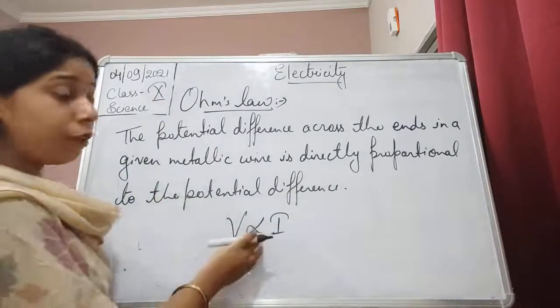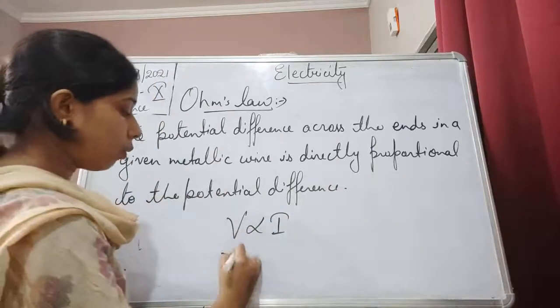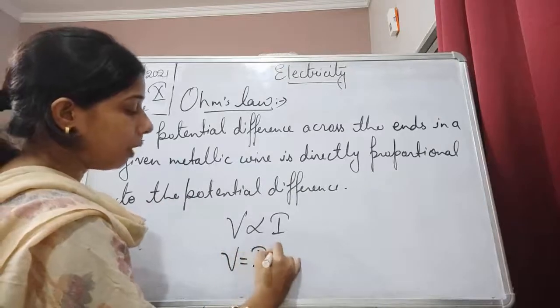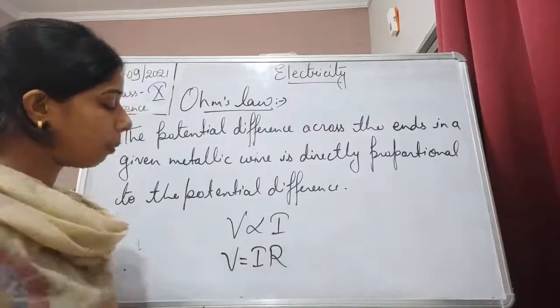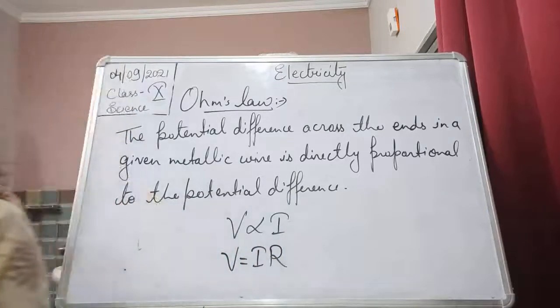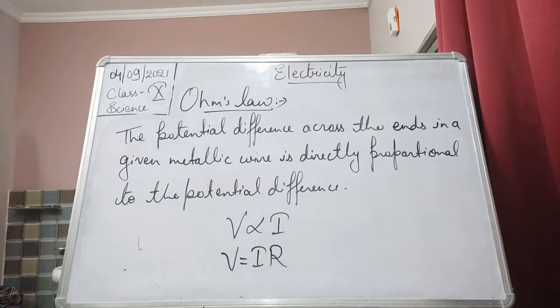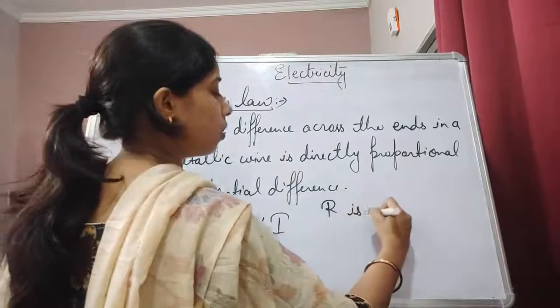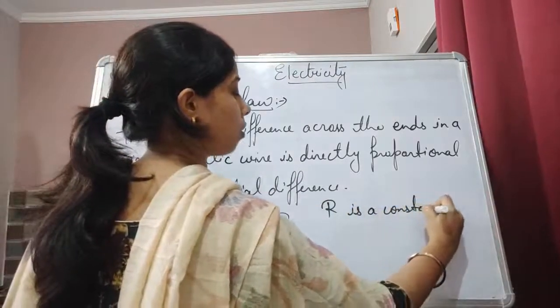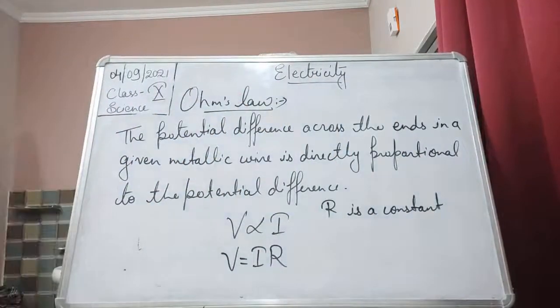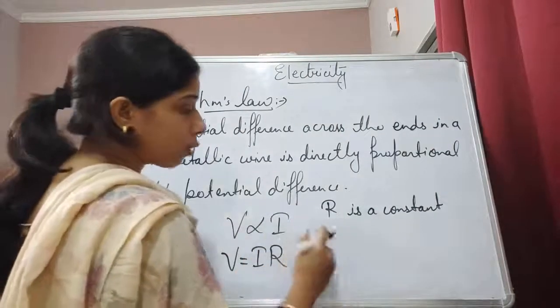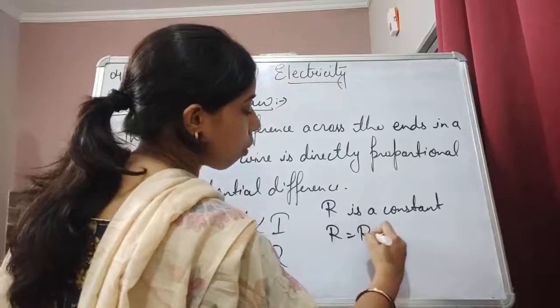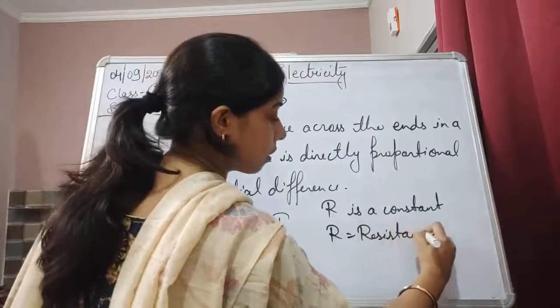Now, when we remove this proportionality, you know that in place of it a constant will come, that is called R. So, V is equal to IR. R is a constant, and this constant present in the wire is also called resistance.